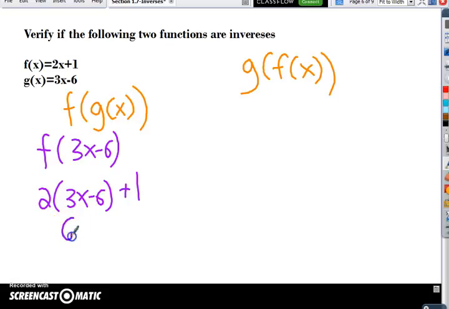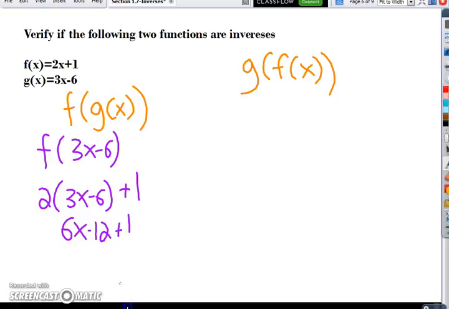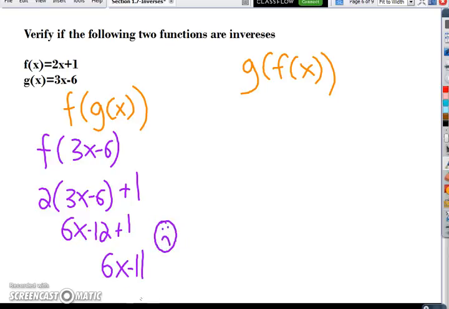Distribute here. That's 6x minus 11. I put in an x. I got back a 6x minus 11. That doesn't work. That will fail. They are not inverses. Why? I put in an x. I should have gotten an x back out. Instead, I got 6x minus 11. That's not good enough. That's not going to work for me.